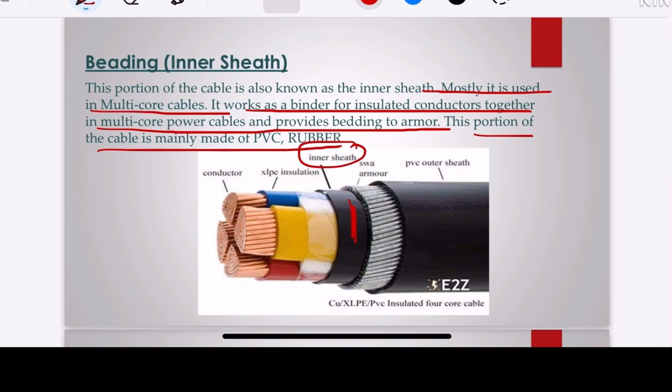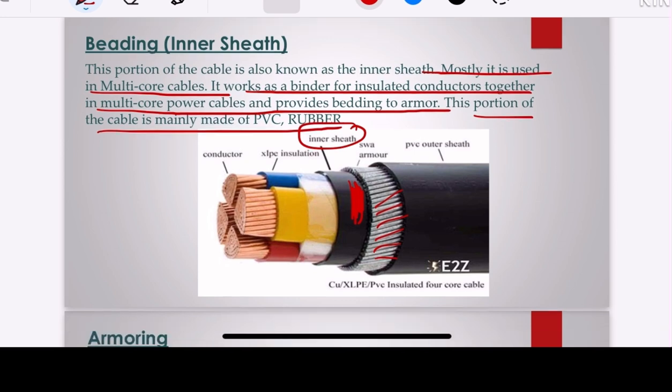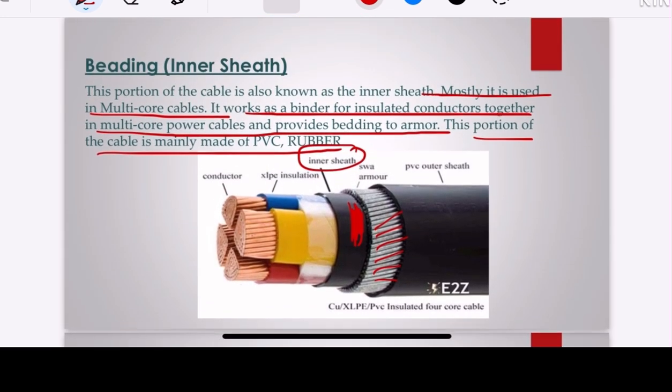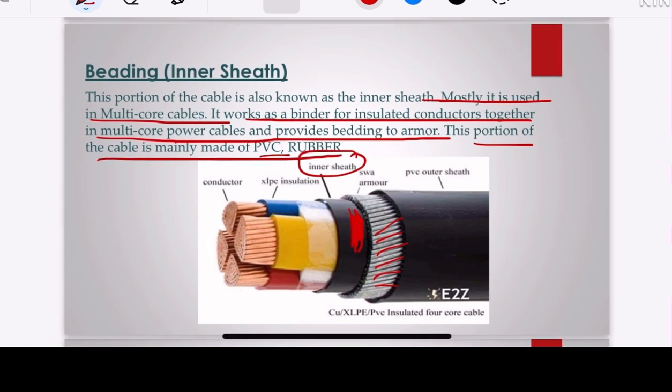What does it mean? This inner sheath is also providing bedding to the armor, and it is also providing a proper shape to the conductor. Okay, so that is all about the inner sheath. It is generally made up of PVC and rubber.